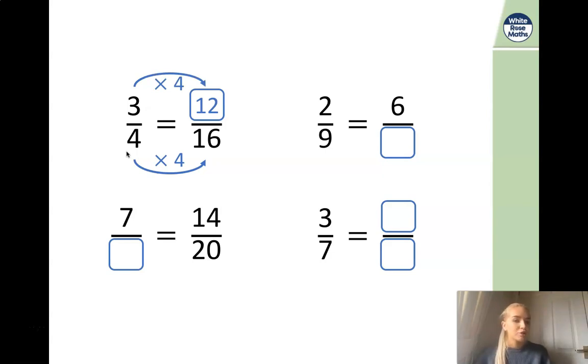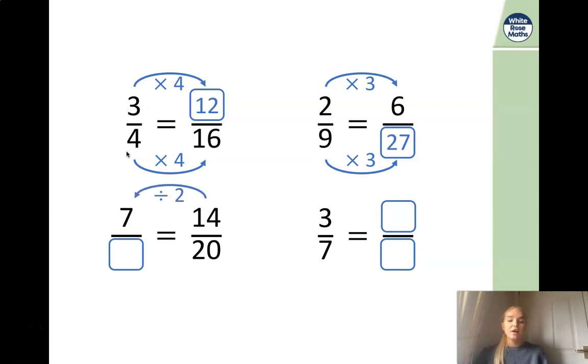Similarly, with number 2, 2/9 is equivalent to 6 what? Now, how do we get from 2 to 6? Well, we add 4, don't we? Oh no, we do that, but we need to multiply. 2 multiplied by what gives me 6? Let's have a go. 2, 4, 6. 2 multiplied by 3 gives me 6. So we need to multiply 9 by 3. What's 9 multiplied by 3? 27.